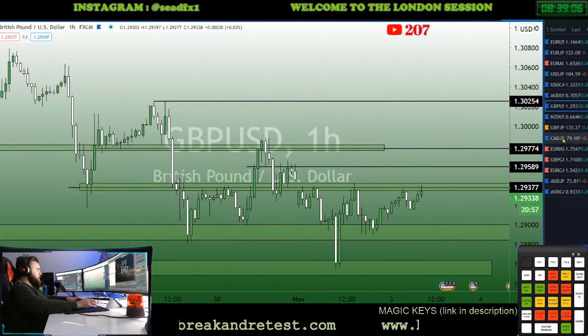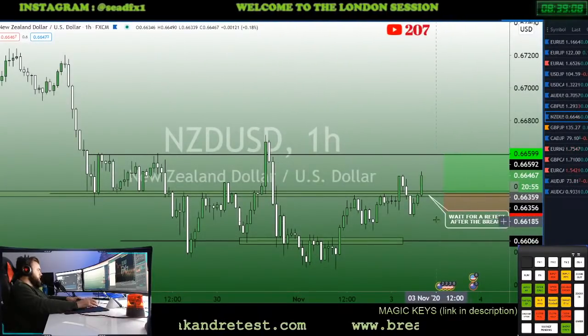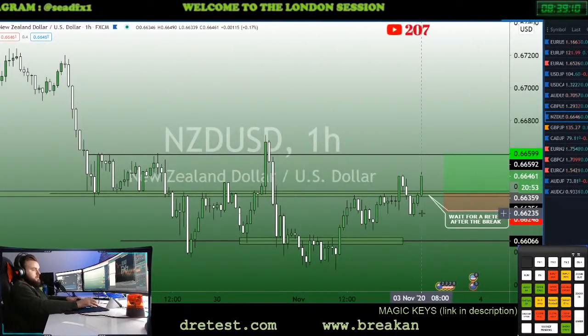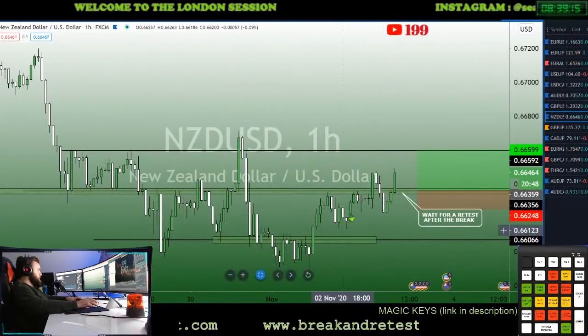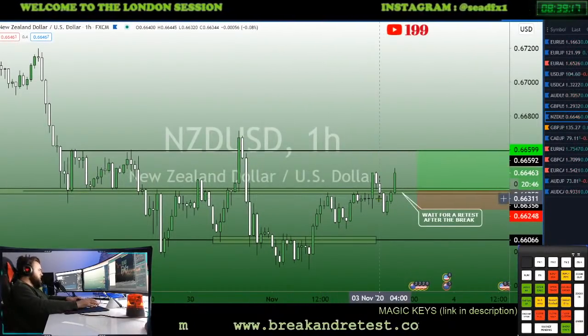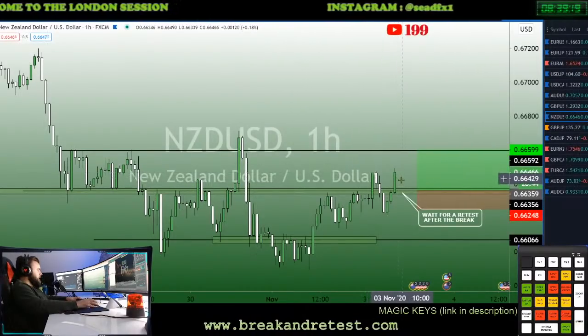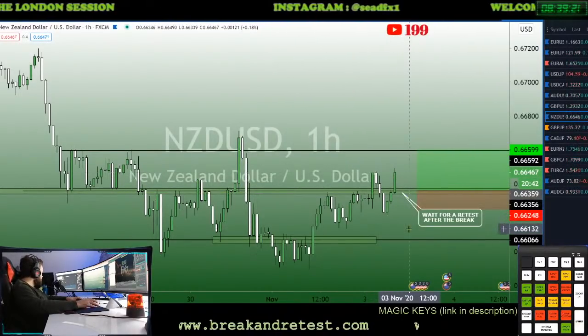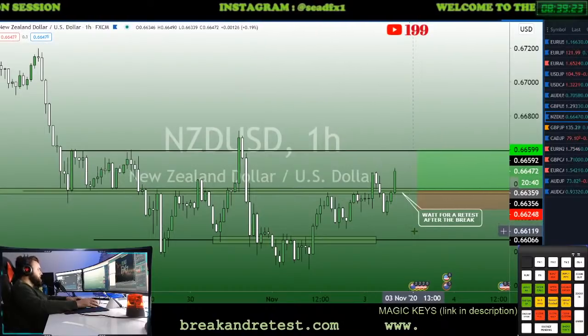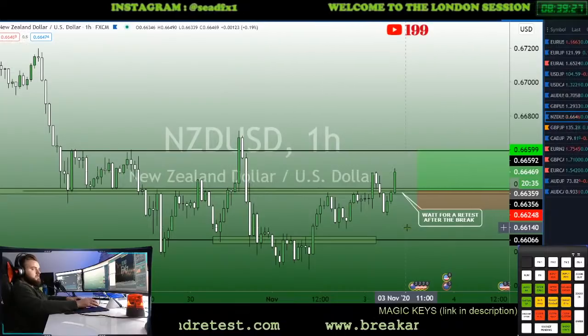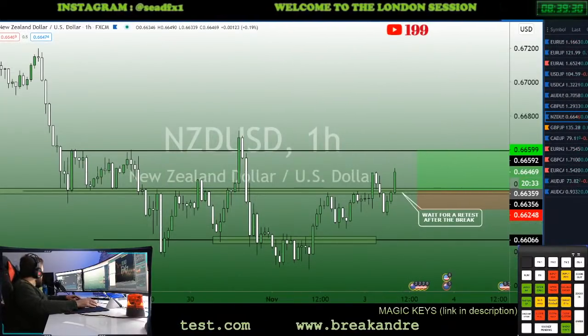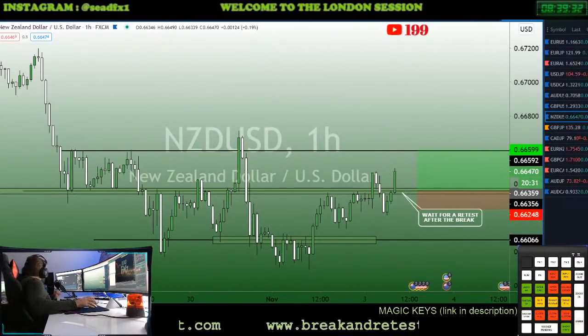We already have a break on the US dollar, if I can say, because we have 20 minutes left. I don't see this going all the way down, so this probably is going to be a breakout. We're going to have a retest very soon. Hopefully it doesn't push straight to the next level, because that would be not good.